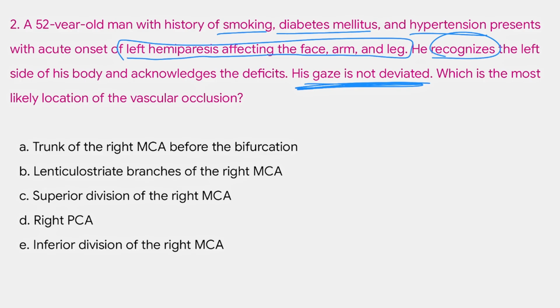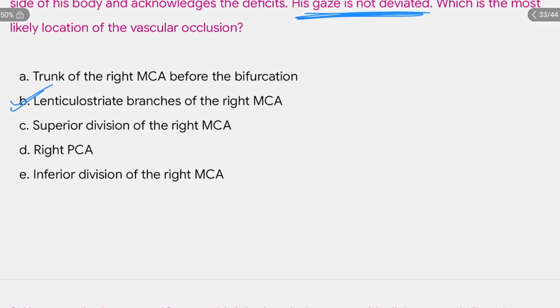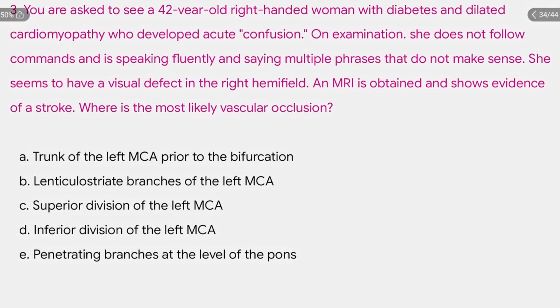Once again, they have not mentioned anything about sensory loss. So if the patient has left hemiparesis of face, arm, and leg, my first guess would be MCA stroke. But here, his gaze is not deviated, so it's not an MCA stroke. And I would think it is a lacunar stroke where lenticulostriate branches of right MCA are affected, a specific branch of right MCA that would supply the internal capsule.